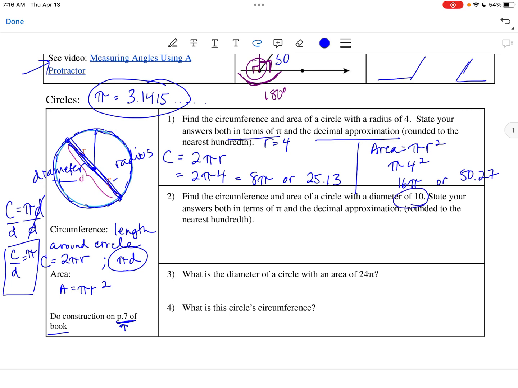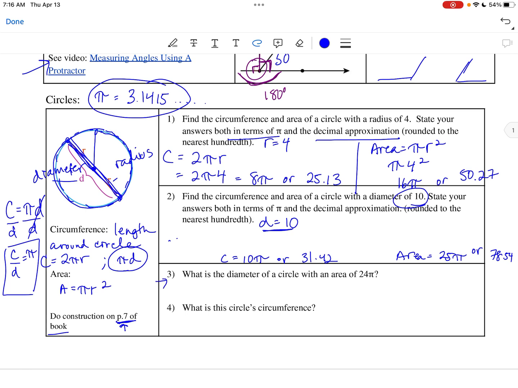So now we have one where we're given the diameter. Diameter equals 10. So when we use our formulas, we're going to have to remember we're talking about the diameter. We might have to divide that in half, for instance, to find the area. I'm going to let you do the math by yourself. I'll give you the answers. Circumference equals 10 pi. Area equals 25 pi. And then, of course, if you do the decimals, you get these.